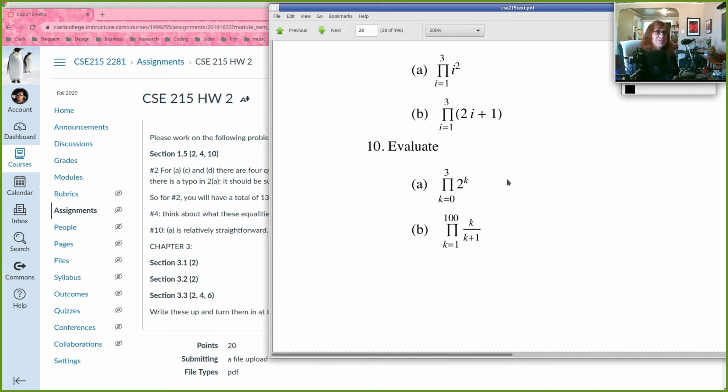And then number 10, I just put a note that question A is pretty straightforward. You have to add 4 things, multiply 4 things. Question B, think about it before you try to actually multiply 100 things together. Try to find an easier way to do that other than just directly multiplying it.